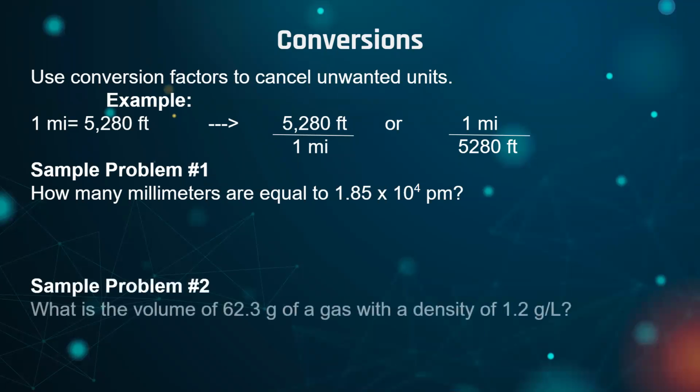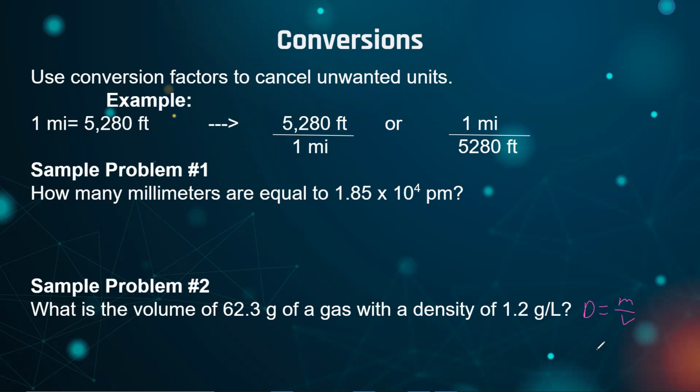Our next sample problem prompts us to find the volume of 62.3 grams of a gas with a density of 1.2 grams per liter. So there's a couple of ways you could do this. You could either use the density formula, which is D equals M over V, density equals mass over volume, or you could do a simple conversion. So the simple conversion is going to be very similar to what we did up here.